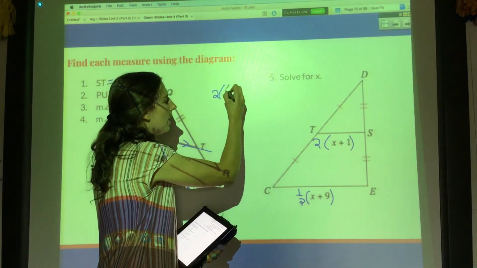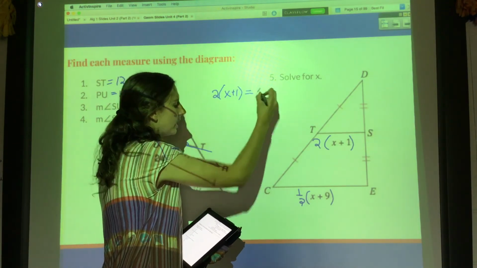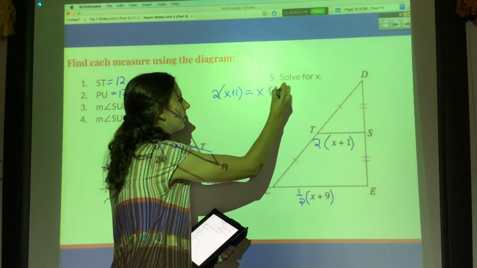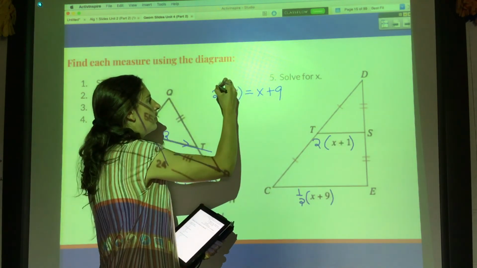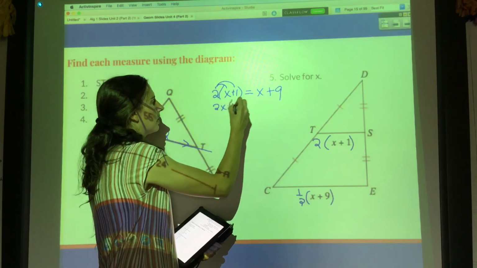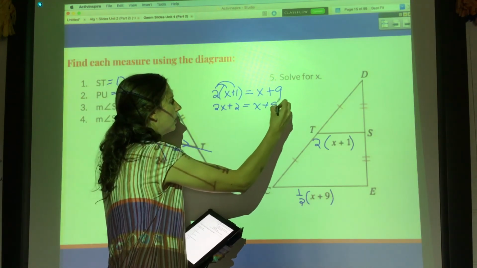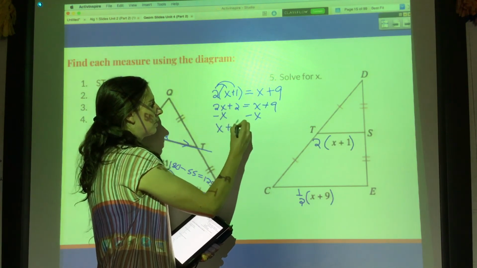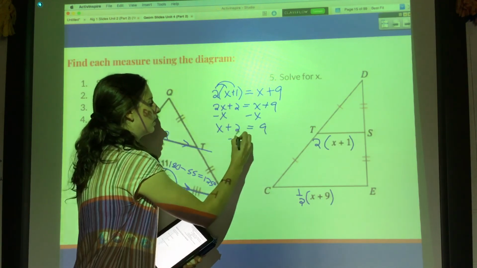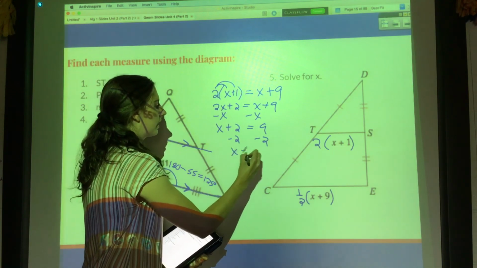So 2 times the x plus 1 should equal x plus 9. Because if I double this, I'll get here. Distribute the 2, and that's 2x plus 2. Then subtract x from both sides. So 1x plus 2 equals 9. Subtract 2, and x is 7.